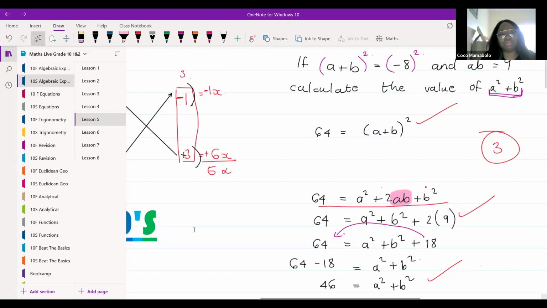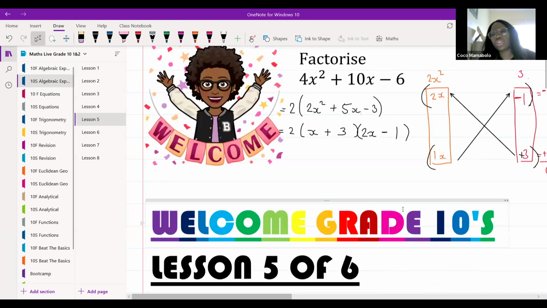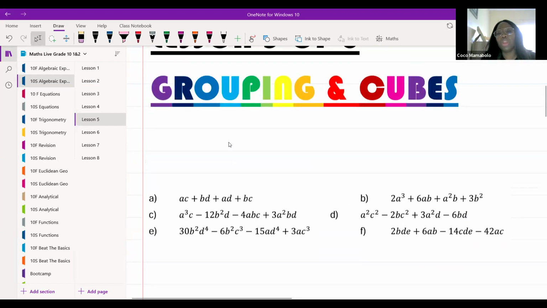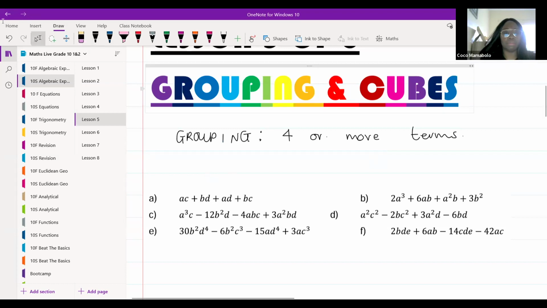No, it's not even. Abu, I'm going to show you why algebraic fractions are not difficult at all. All right, let's do some quick math. We're going to do some grouping. I know we did cubes in the last lesson, so we're not going to hop on cubes too much, but we're going to do some grouping over here. Whenever we see 4 or more terms, we need to group. So I want us to look at A over here.